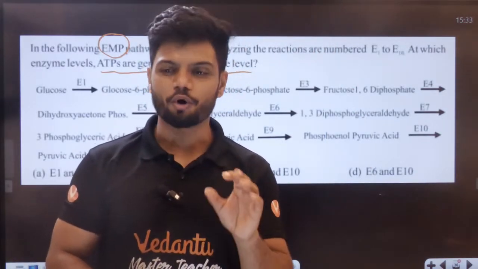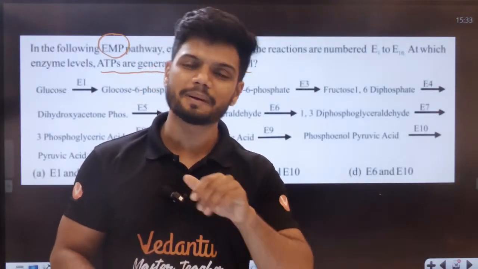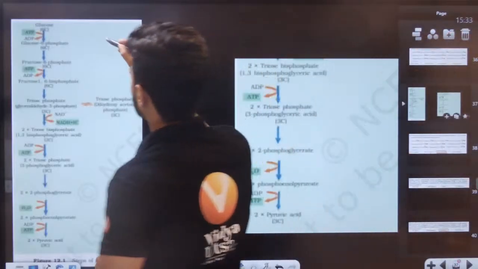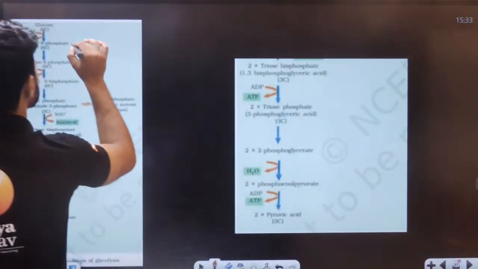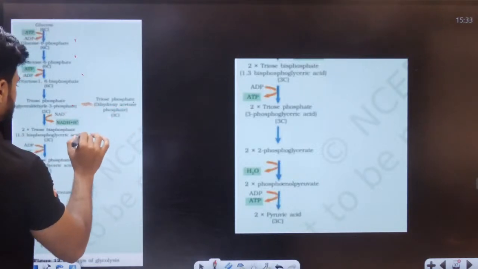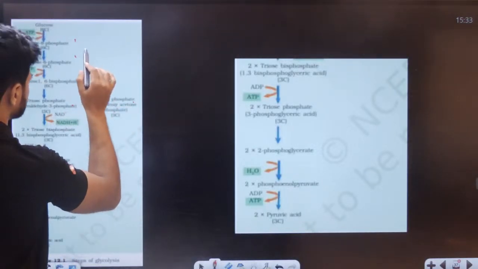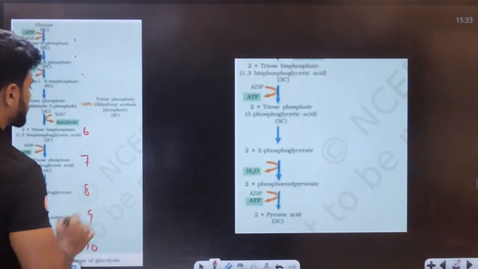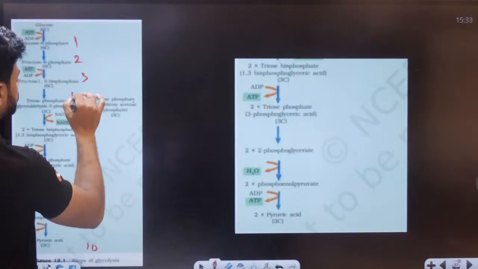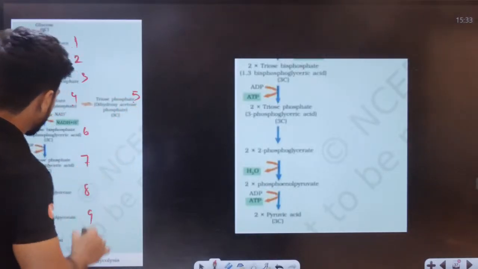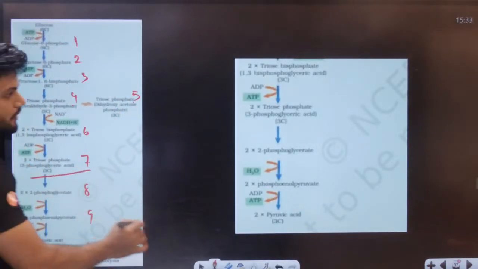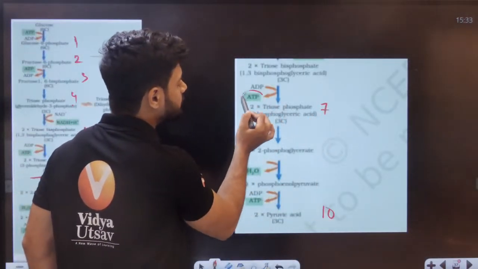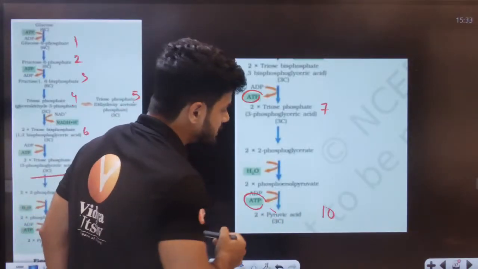If you know my class, I make you all remember the 7th step and the 10th step. In the 7th step here, you can see, students, 1, 2, 3, 4, 5, 6, 7, 8, 9, 10. Now you can see in the 7th step and the 10th step, there is an ATP formation here and an ATP formation here.